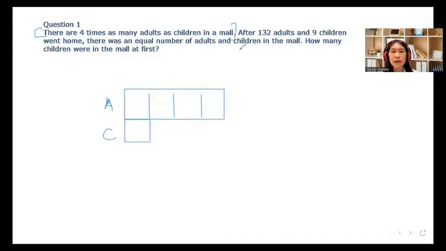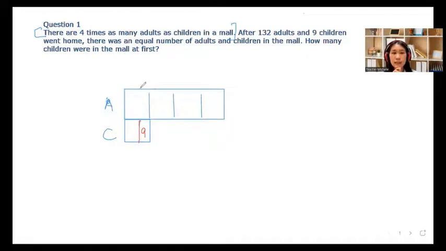So I don't know where is 132. So let me put here first as 9. Okay, let me change to a different color. Okay, so let's say this part here is my 9. Okay, and then there is an equal number of adults and children left.